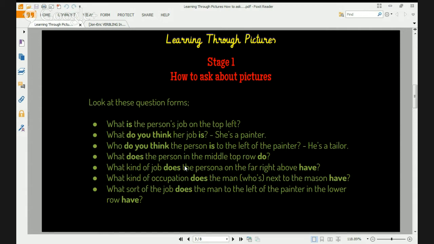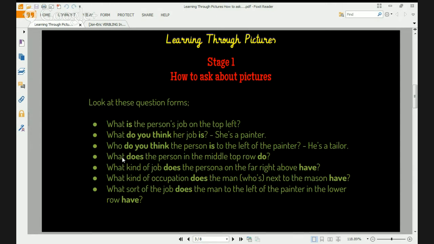What do you think the person is to the left of the painter? So that's a do question, which is really an is question. In fact, it's asking what is the person's job, but with this extra expression, what do you think? What do you think the person is? So as you can see, we're not just learning vocabulary, we're really refining questions, different forms of questions.